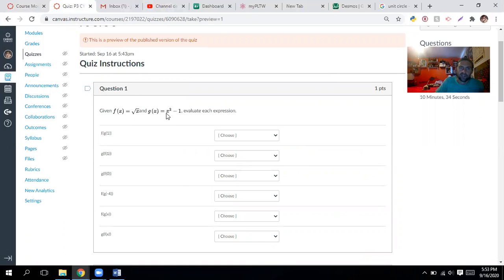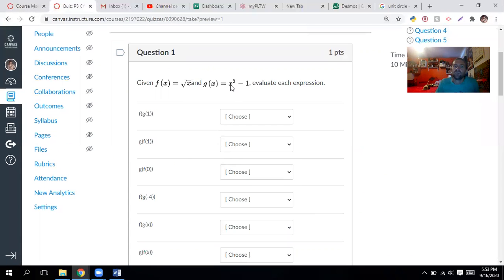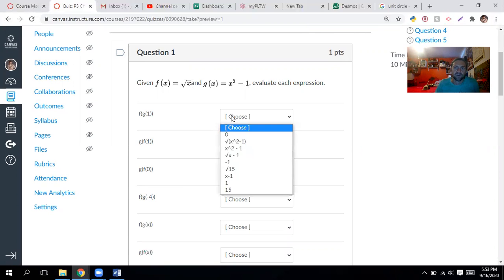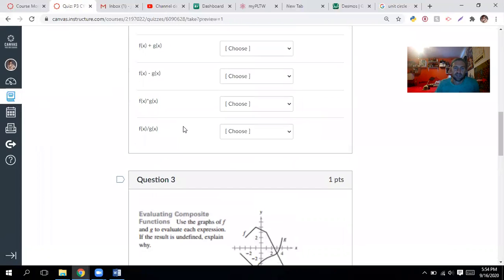Okay, so something like that. We're going to plug 1 into g. So let's see, 1 squared minus 1 is 0. And then we're going to take that answer and plug it into f. What's the square root of 0? That'd be 0. So match those up. So you got that one and that one.